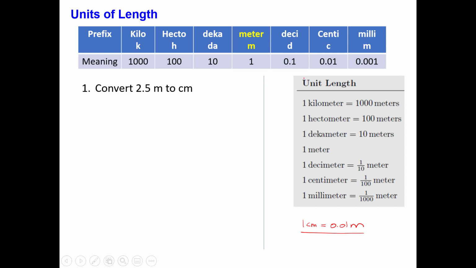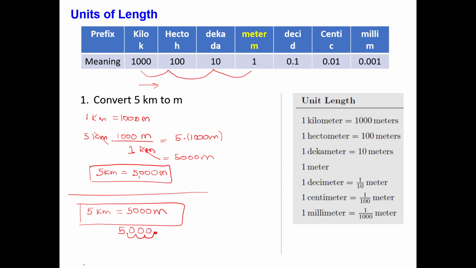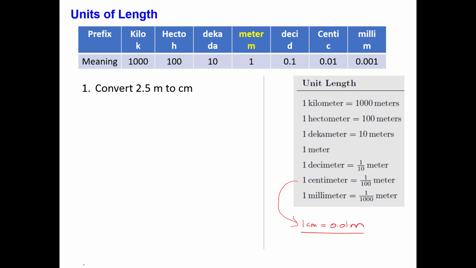Yes, it's the same we had here, 0.01. Then 1 centimeter equals 0.01 meter. And let's use this conversion factor. Let's write here 1. This is the conversion factor we will use.